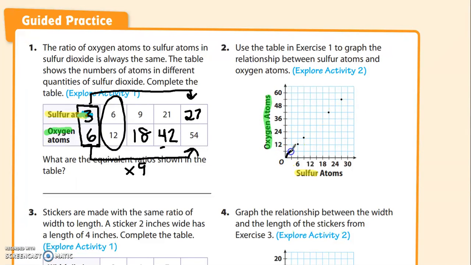And if you used a straight edge, you should notice that is a straight line. The reason why it's a straight line is because it says in the directions that the ratio is always the same. That makes it a straight line.